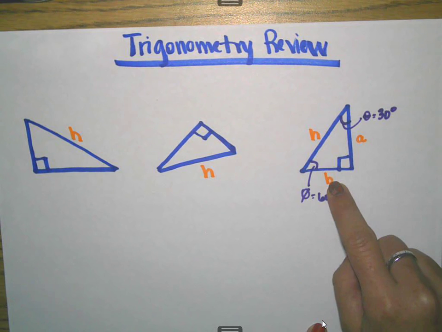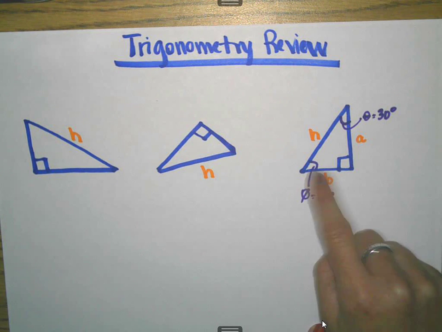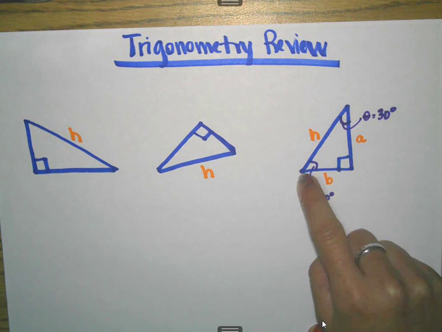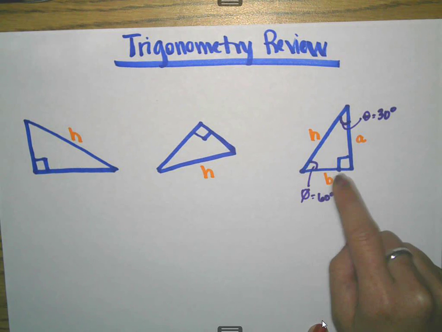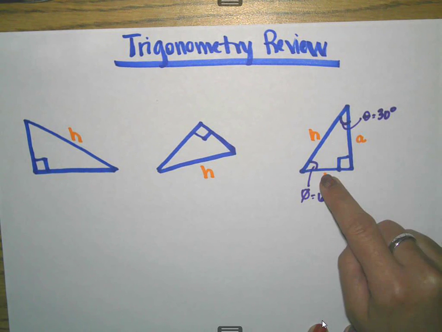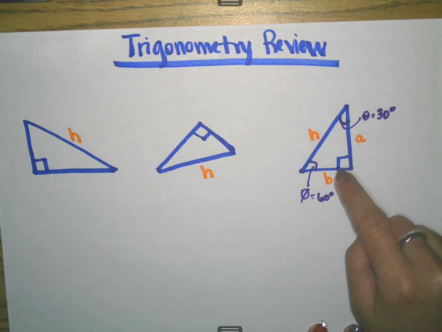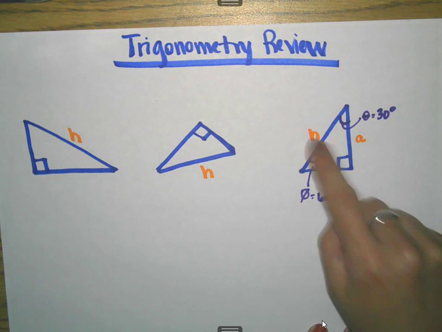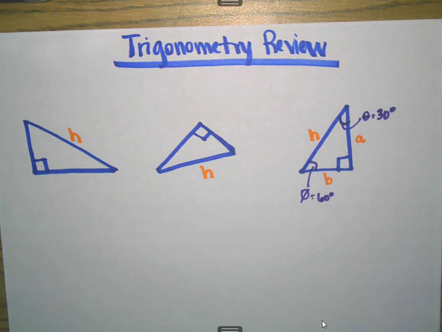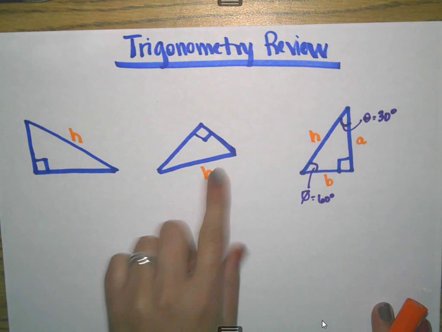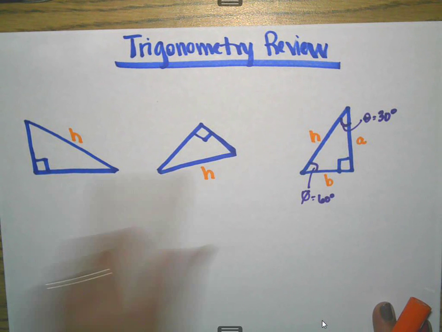Side B is adjacent to the 60-degree angle because it's touching part of it. It is opposite to the 30-degree angle because it's not touching any part of that. We're going to need to use those terms, opposite, adjacent, and hypotenuse, in order to come up with our trig relationships. The same thing could be said of these triangles over here. I'm going to use them for a couple of example problems.